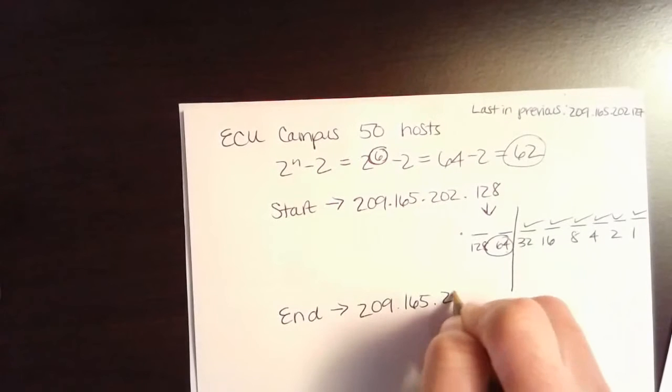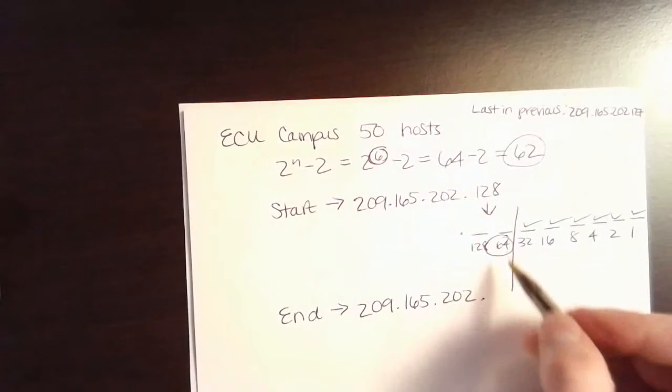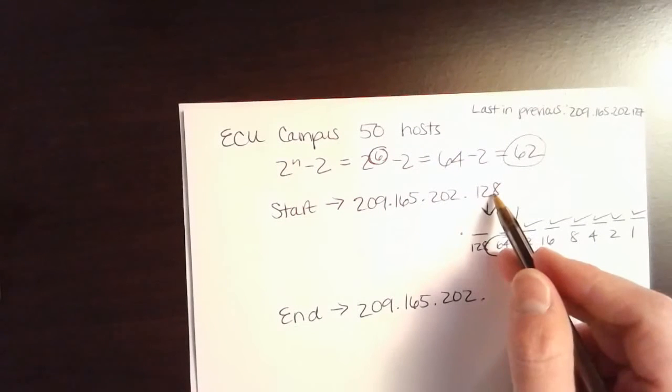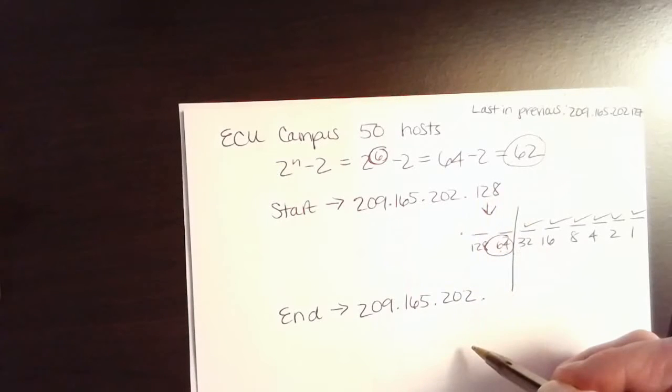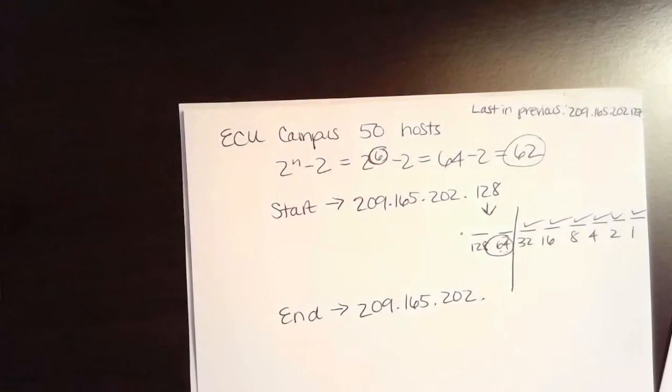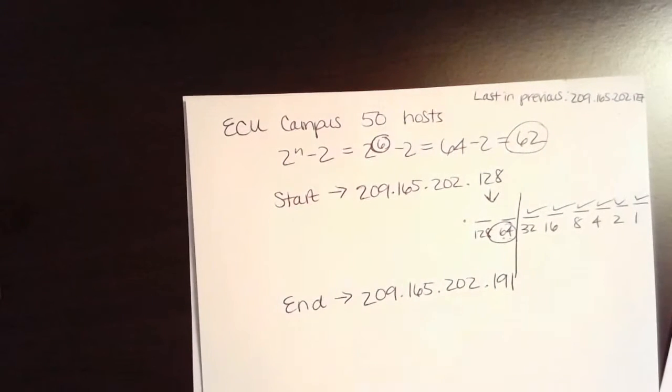Okay, so our ending: 209.165, and remember the only number we have to change, because we're incrementing this last octet, is that one. So if we add 63 addresses to that, that's how I think about it. I add one less than whatever this is to get my ending. All right, so that just works out mathematically every single time. So our last address will be .191, and the start of our next one will be .192. If you add that outright, the start of your next one will be .192. Okay, so that's my end.